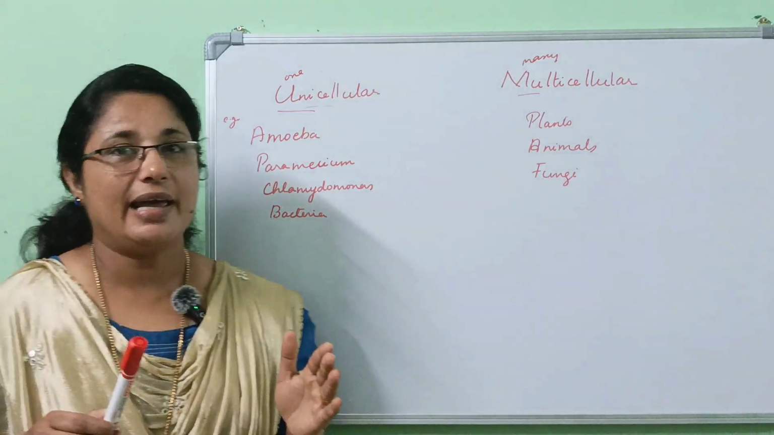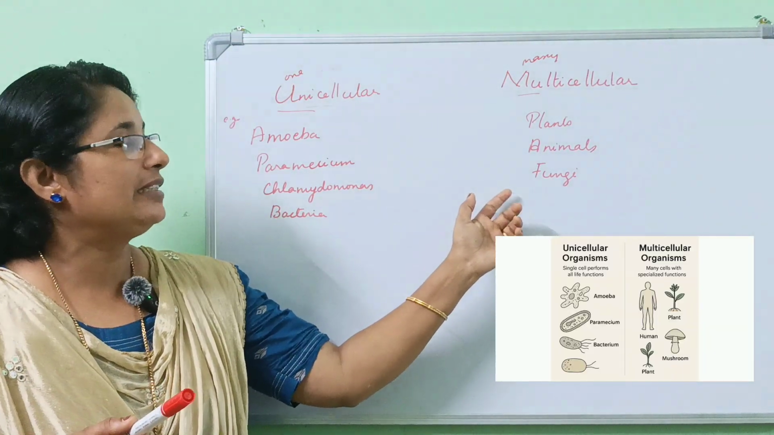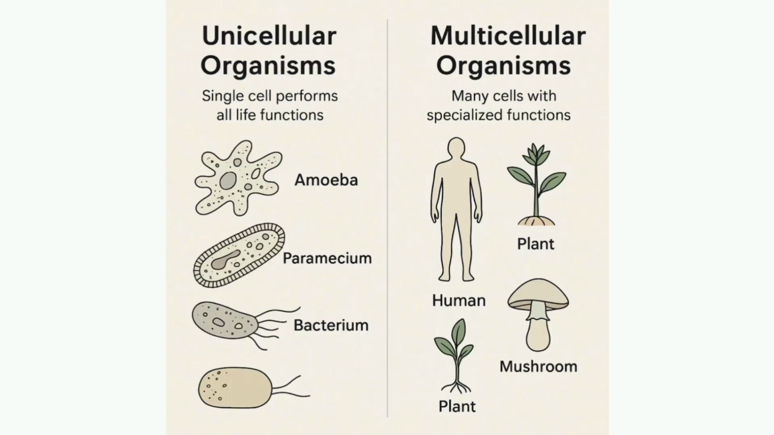On the other hand, living things like plants, animals and fungi are made up of many cells, or more than one cell, or they have many cells working together. Such organisms made up of many cells are termed multicellular organisms.